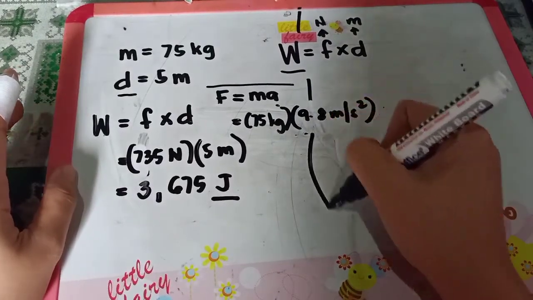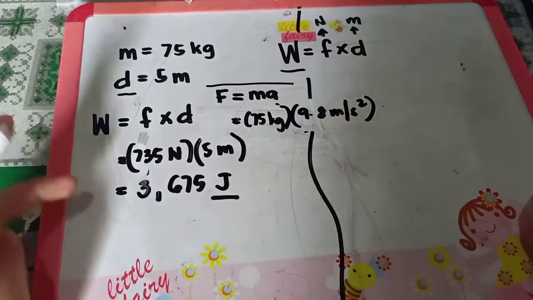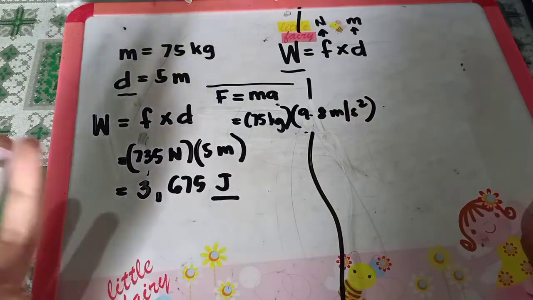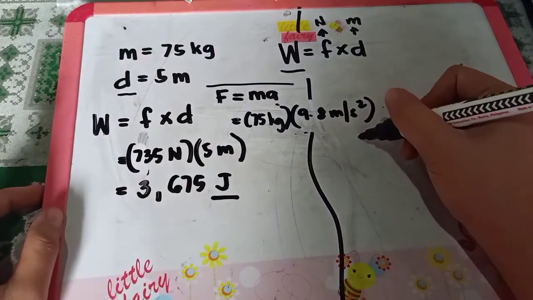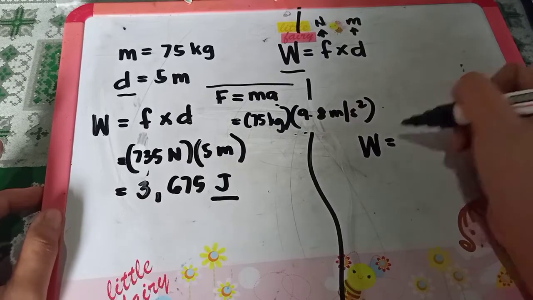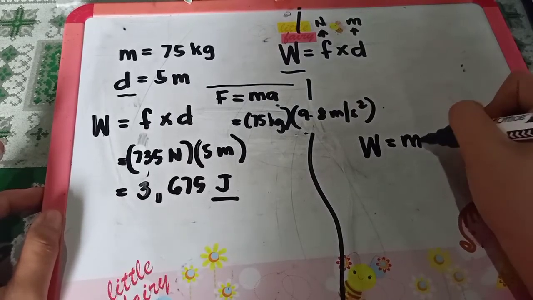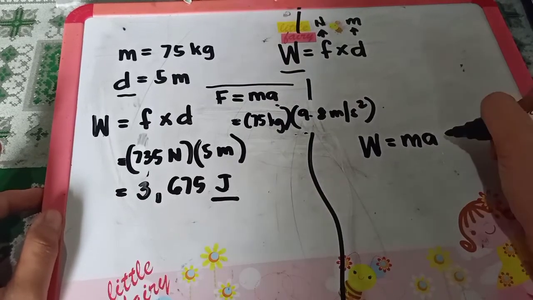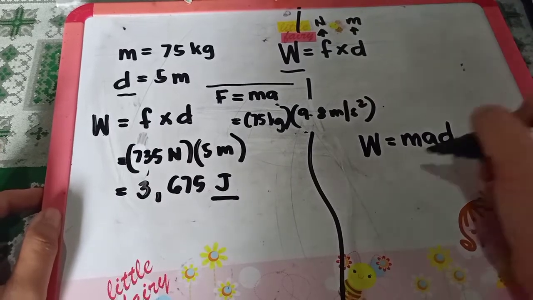Take note, okay, that the unit of measurement for work is joules, named after James Prescott Joule. Okay, you may also choose to solve this problem using this formula. Work is equal to mass times acceleration times the displacement. Okay?